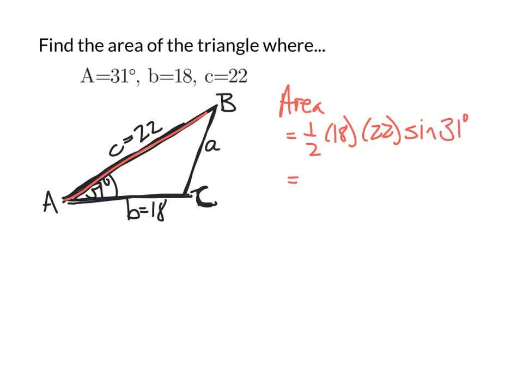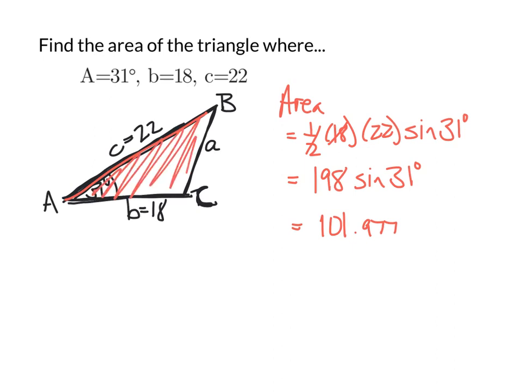We can do a little bit of simplifying, like 1/2 of 18 is 9, and 9 times 22 is 198. Something that you could do in your head, but finding the sine of 31, probably not something you're going to do in your head. So when you grab your calculator, first of all, make sure that you're in degree mode, but then go ahead and type in 198 times sine of 31, and what you should get is 101.977. And remember, that's not the side length or anything like that. That is the area of the entire triangle.